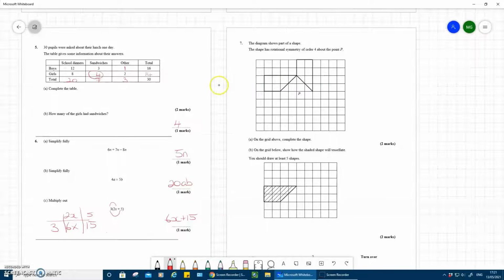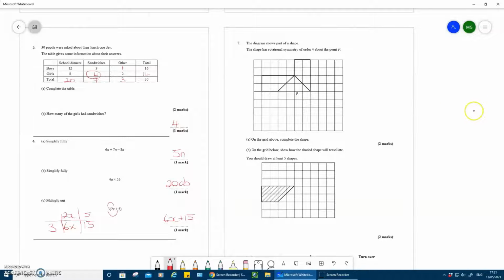Question number 7. Rotational symmetry of order 4, which means when you rotate it round, it's going to look the same in 4 different positions. Like a square, if you rotate a square around, it will look the same in 4 different positions. So you're kind of just following a pattern really. So I'm going to draw that there and that there. So I've got the square in the middle. It's now just a matter of putting these things in the right place.